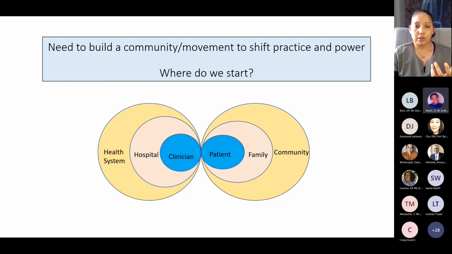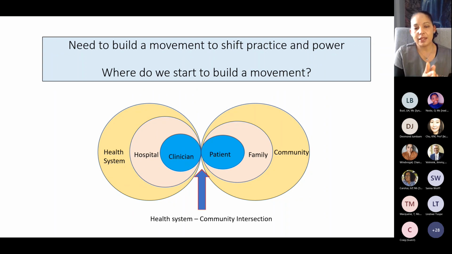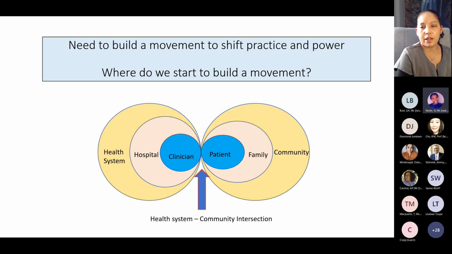So we need to actually build a community or a movement within the community to shift practice and to shift power to make it actually happen. And as clinicians, we interact with the health system in this sort of diagram. So you have clinician and patient. Those are individuals interacting. And beyond that, there's the hospital and the family. And then beyond that, the health system and the community. So there is that connection. But it's really at that intersection between the health system and the community that we don't have enough input, enough agency, enough focus and mobilizing happening. And because of that, we have a lot of knowledge and thought about what we think should happen in the health system as academics and clinicians, but we have very little understanding of what the community experience is of the healthcare that we are providing.